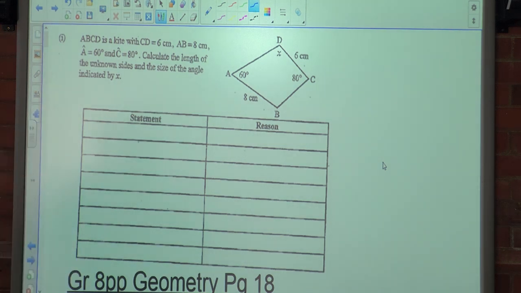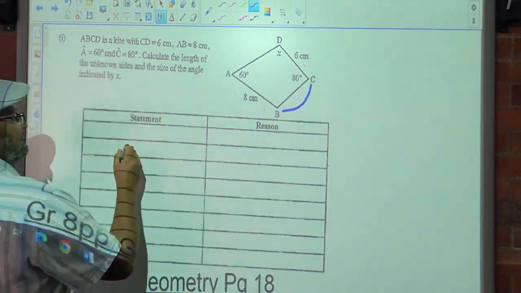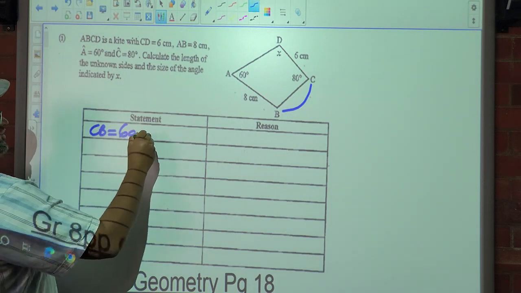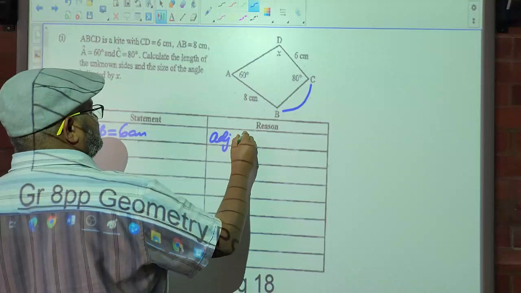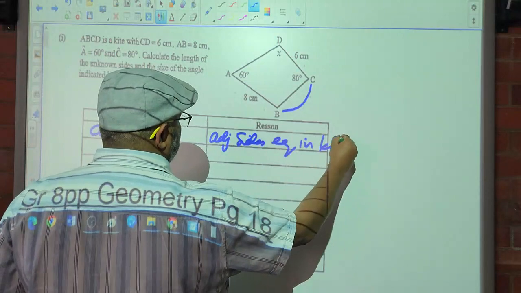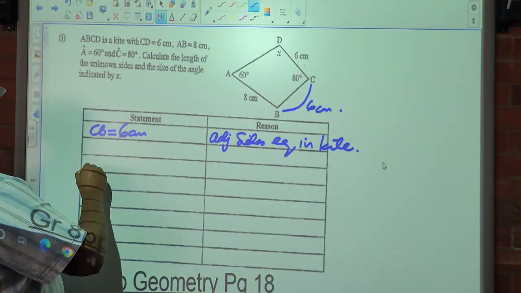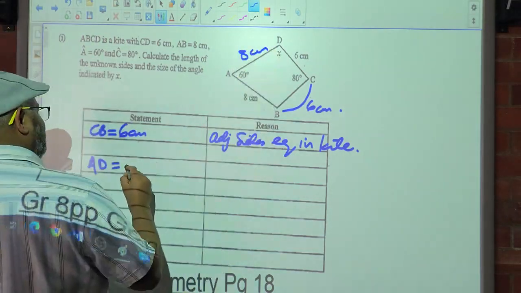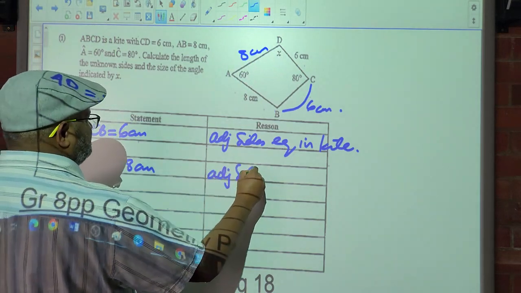Alright, people, where do we start? CB, sorry, is 6 centimeters. Why? Adjacent sides equal in a kite. Okay. Right, DA or AD is 8 centimeters. Why? Adjacent sides equal.